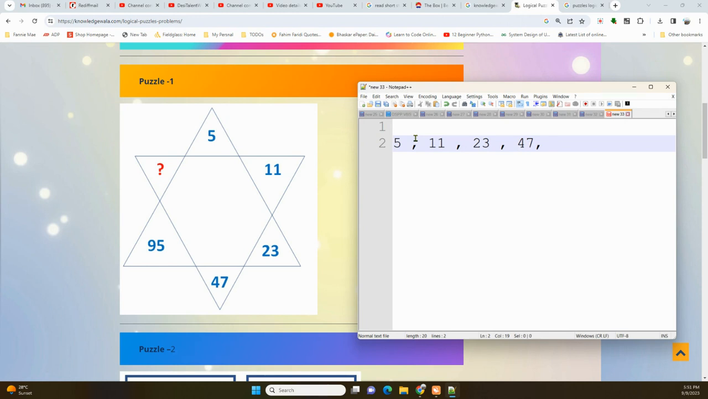Okay, so the numbers are like that: 5, 11, 23, 47, 95, and then we have the missing number. So we can find out the pattern. If you see here, first is 5 and then second is 11. We have to find the difference between these two numbers. The difference between these two numbers is 6. Now the difference between these two numbers is 12. Now the difference between these two numbers is 24. And the difference between 95 and 47 is 48.